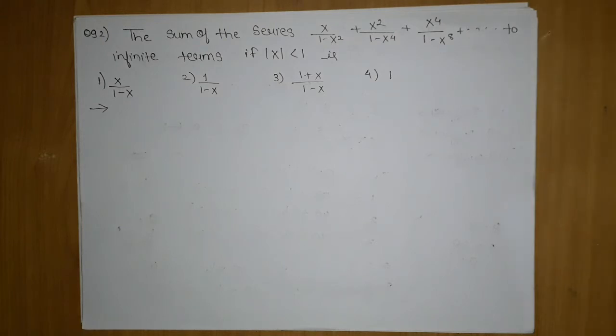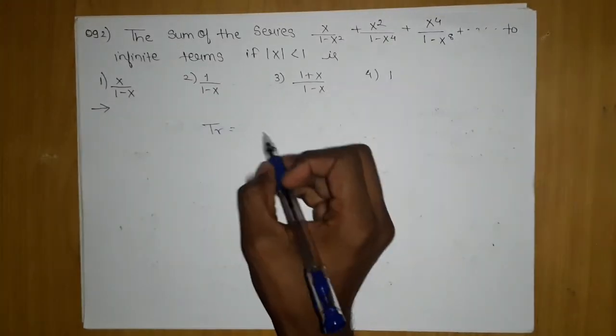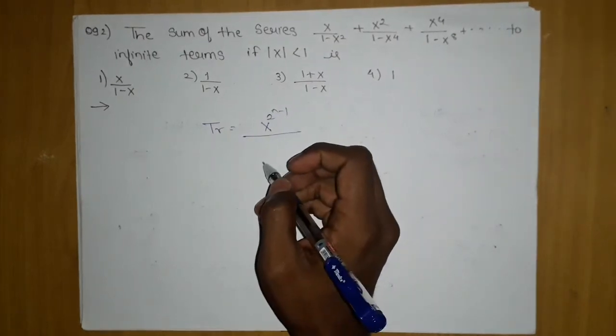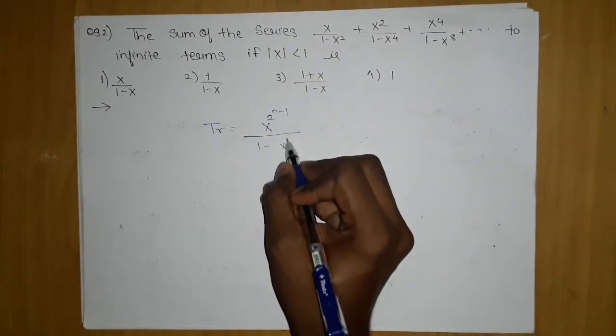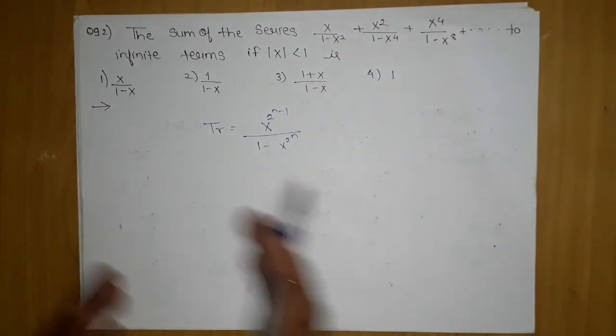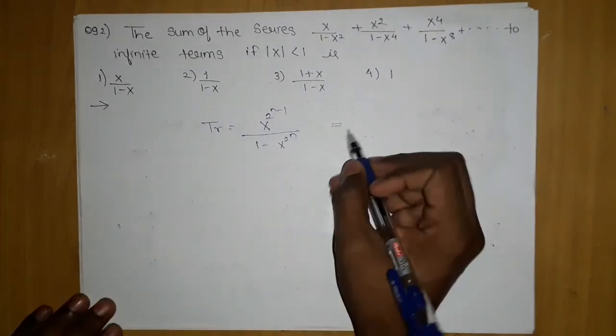Now we want to find the general term. The general term is based on your observation. If you can observe, then fine, otherwise you will come to know by practice. It is x power 2 power n, because we want to create it. We have done similar questions before, so it is just power upon power. The speciality about this problem is this.